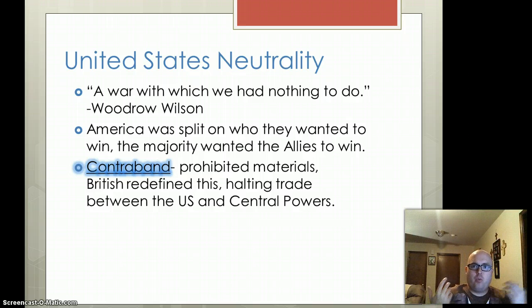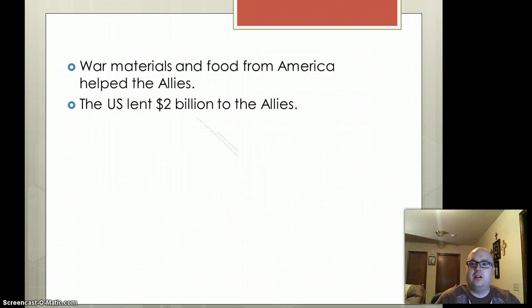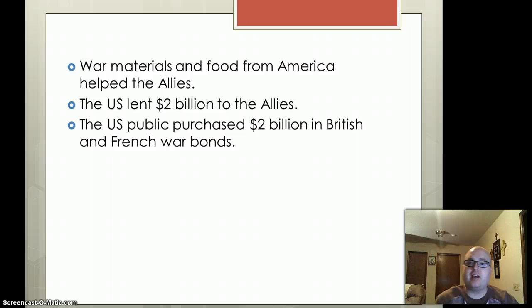So we're involved in contraband, prohibited materials. The British defined this as halting trade between the U.S. and the Central Powers. Basically, if Britain saw us trading with the Central Powers, they would cut off trade with us. And so we can only trade with them. We're their allies, so we have to cut off all trade with the Central Powers. So war materials and food were how America helped the Allies out.